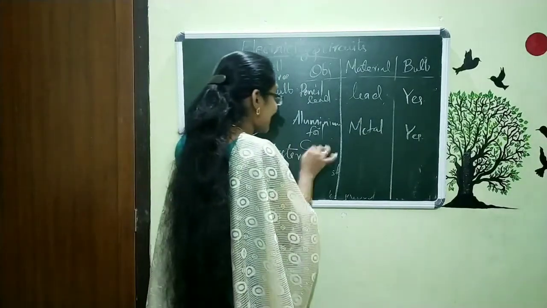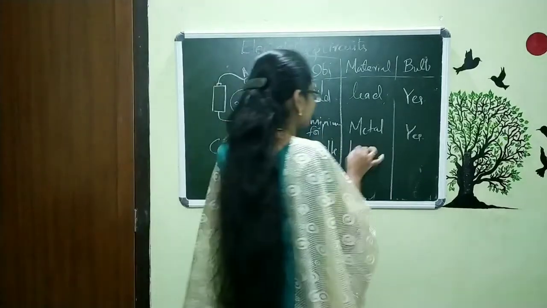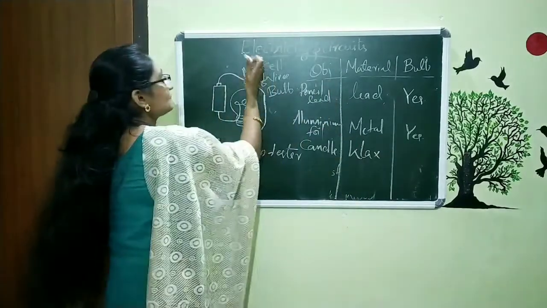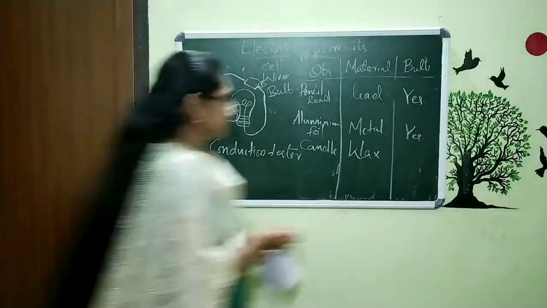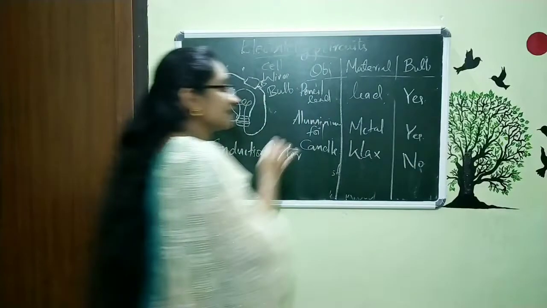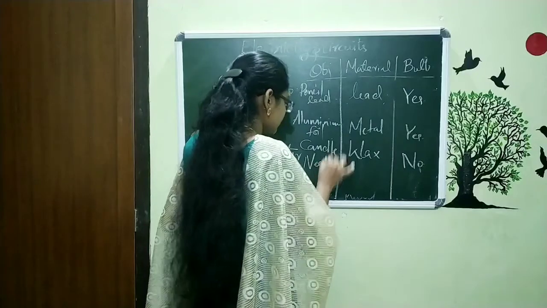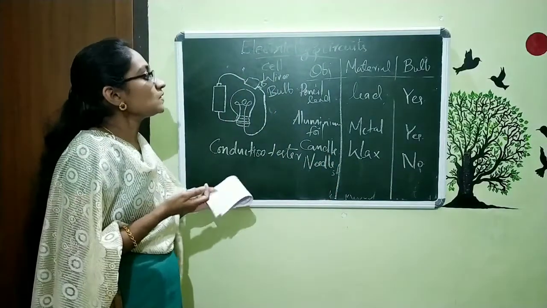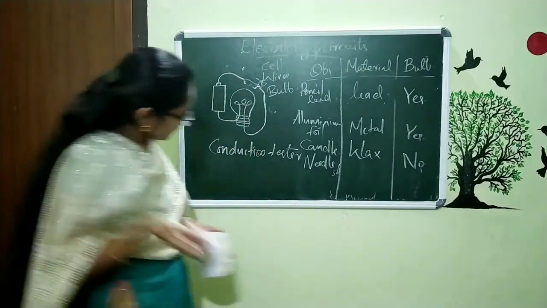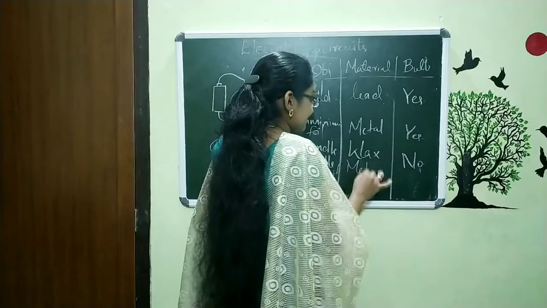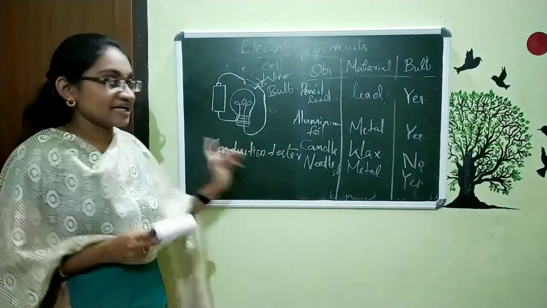The next is candle. What is the material of this candle? It is wax. When we are placing a piece of wax here, does the bulb glow? No, of course not. That means this wax, this candle is an insulator. The next is needle. That is our sewing needle. So, when I am placing one needle here, what happens? Does it conduct? Yes, actually this needle is made of metal. So, the bulb glows. And we can say this needle is a conductor.